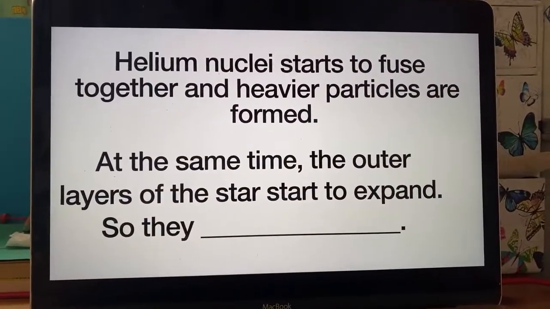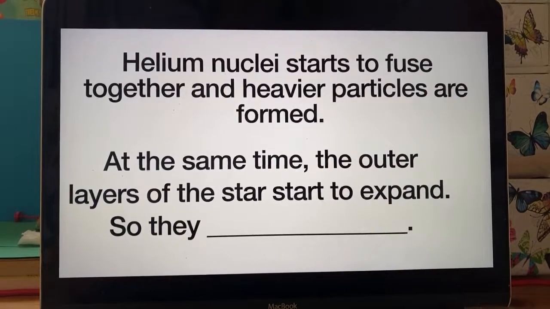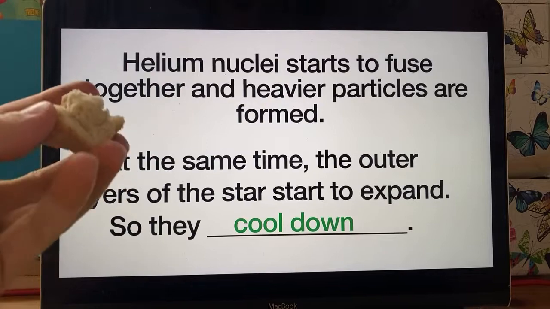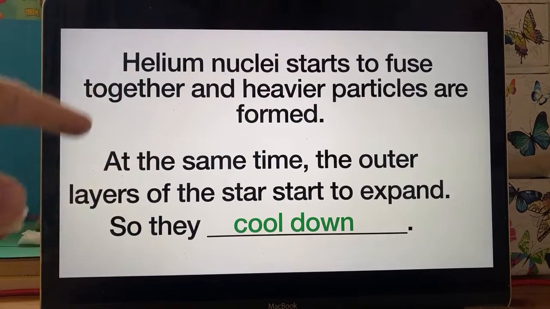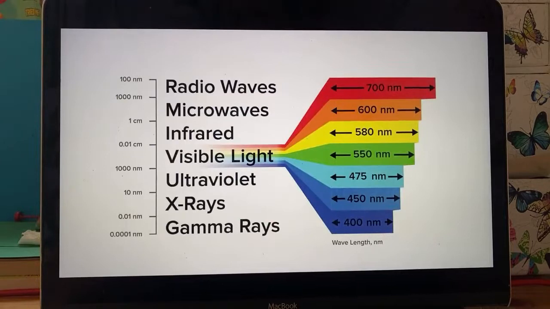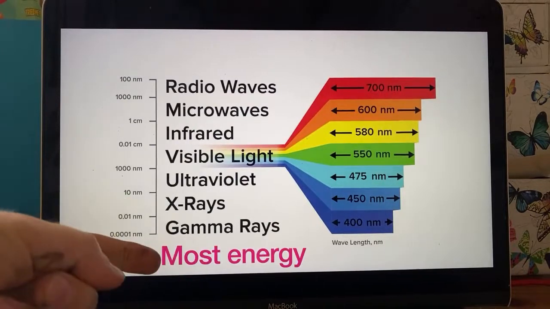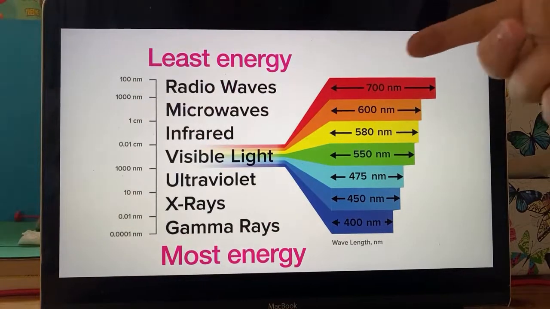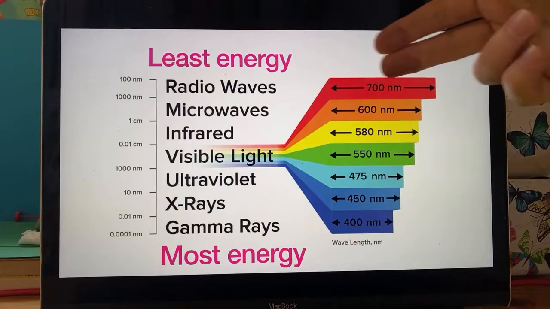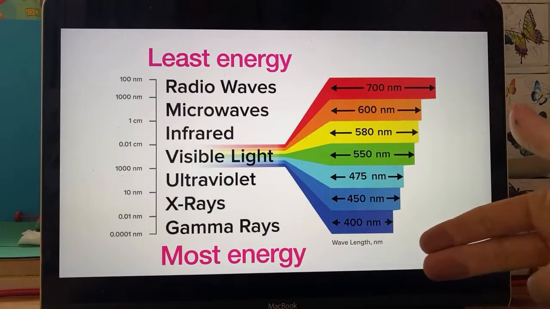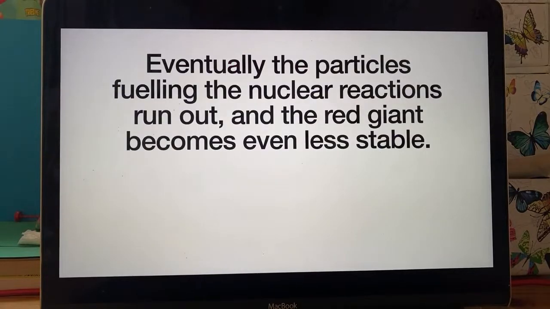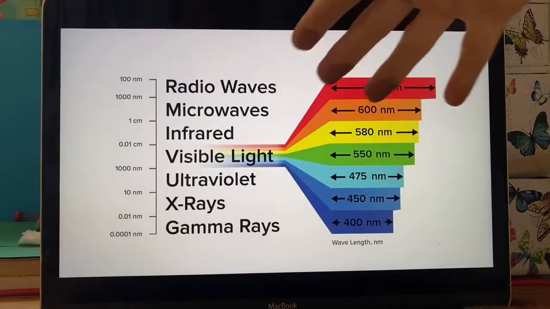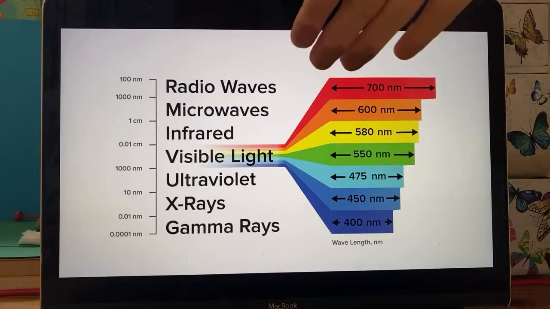The outer layers of the star start to expand, so they cool down, okay? Things that are squished get hot, things that have expanded cool down. So you've suddenly got a star, flashing my bread again, with a very hot core, but the outside of it is actually quite cool. Please remember from our waves lessons how gamma rays have got the most energy, radio waves have got the least energy, and right in the middle you've got this beautiful rainbow where red light actually has the least energy of all the visible colours, and blue light has got the most energy. So what we have is something called a red giant. The outer layers of the star are cool, so they're red.